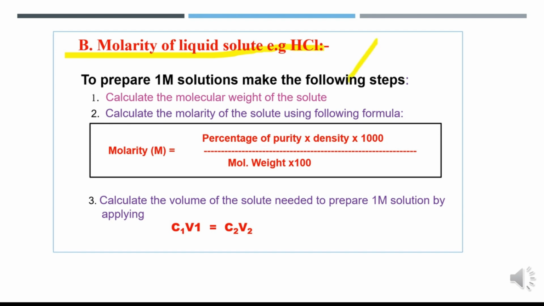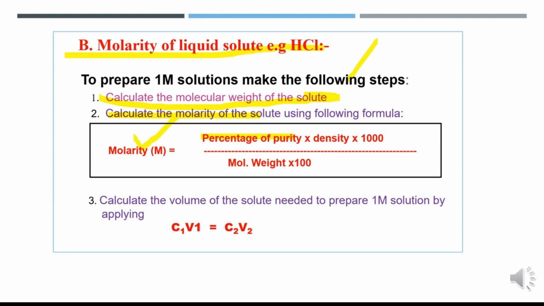steps. So first you have to calculate the molecular weight of the solute, then calculate the molarity of that solute by applying this formula. Molarity is always equal to percentage of purity into density into 1000 divided by molecular weight into 100. So why are we taking percentage of purity here?